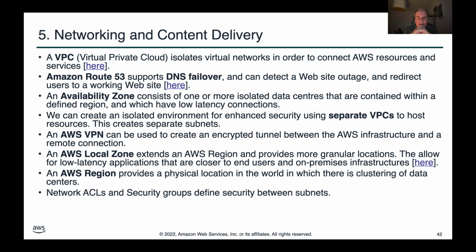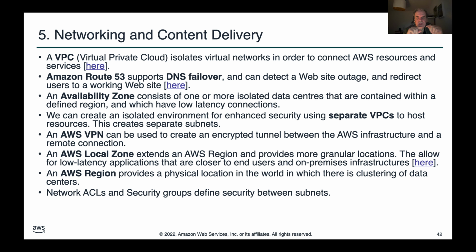Our availability zones are isolated from each other, and the data centers are contained within regions and are isolated geographically from each other, but have low latency connections so they can synchronize very quickly. We create our isolated environments with separate VPCs that have their own different subnets and then link them together. A VPN can be used to create an encryption tunnel, if we require, between our infrastructure and a remote connection.